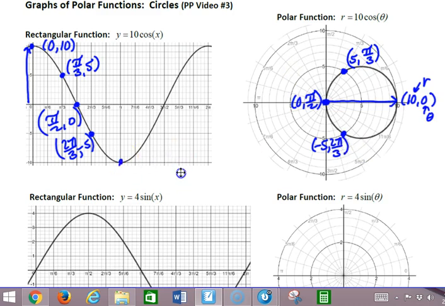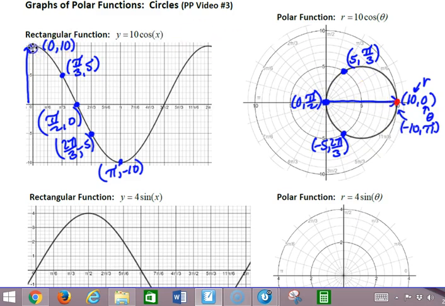Our next point is (pi, negative 10), which ends up being (negative 10, pi). So positive 10, pi would be going out 10, rotating to pi, so it would be right here, in the direction of pi, 10 units. But if it's negative 10, pi, then I go back the other direction, and it's in the same place as (10, 0). So basically, I have started over again, going all the way around and back to the start.